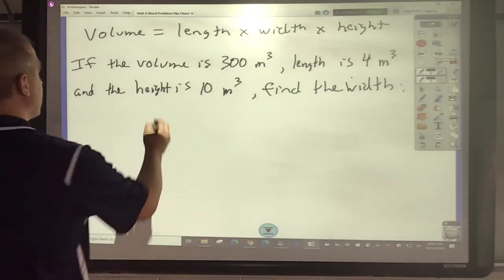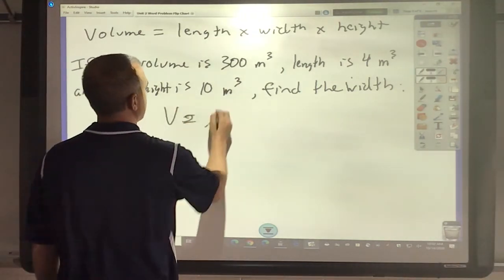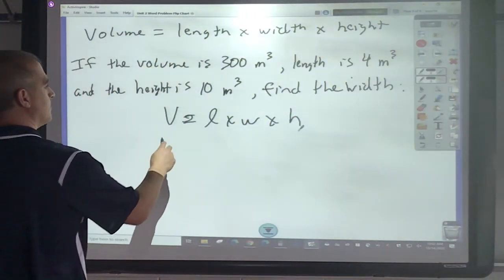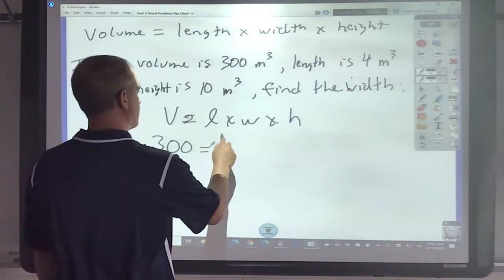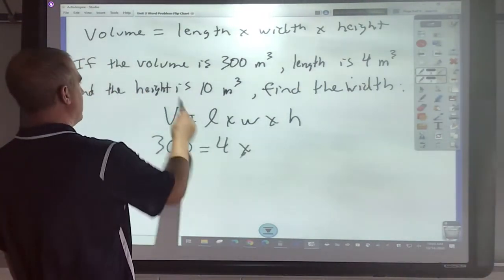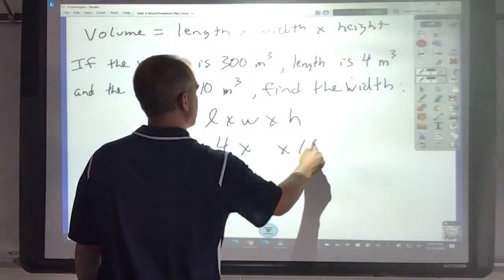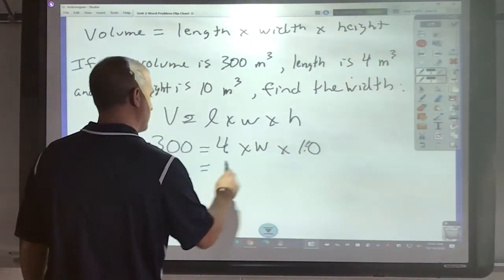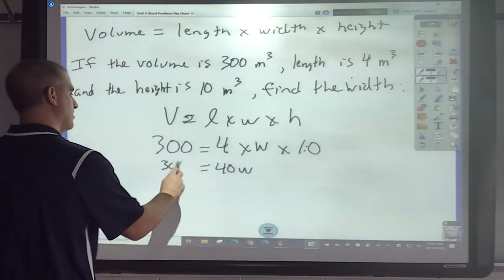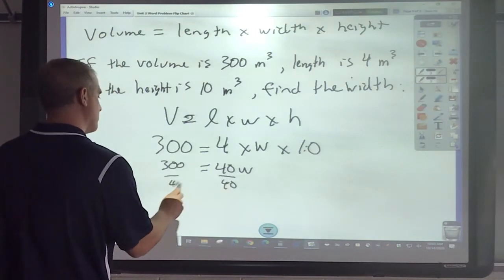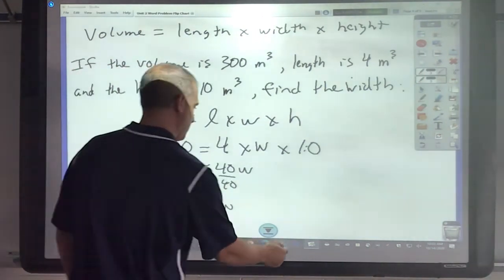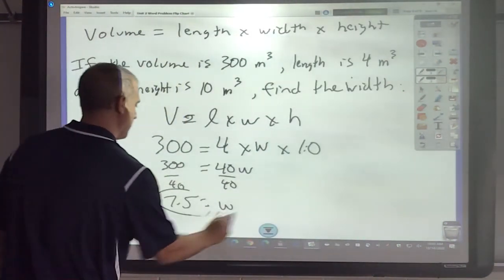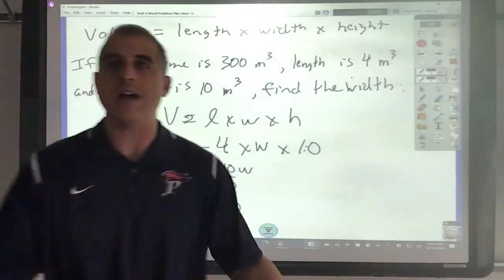All right, so what I got: volume equals L times W times H. My volume is 300. My length is 4, my height is 10, and I don't know the width. I can still multiply these numbers. 4 times 10 would be 40, and I'll put the W here, and then just divide by 40. W equals 300 divided by 40, which is 7.5. And those are the 3 types of word problems that we will have on our summative.